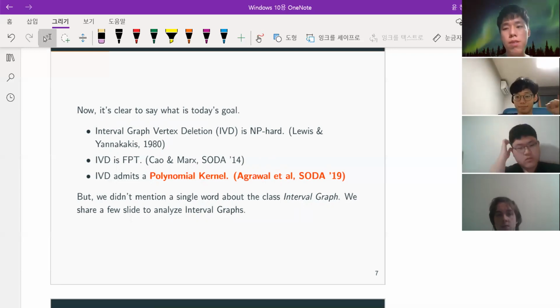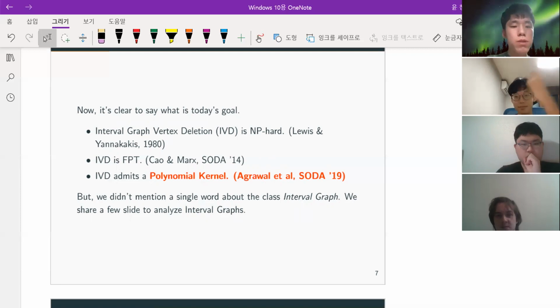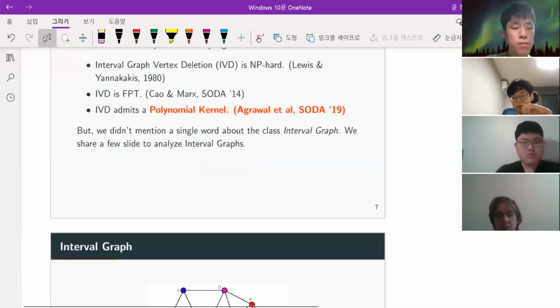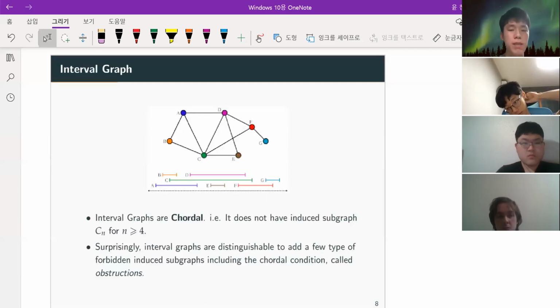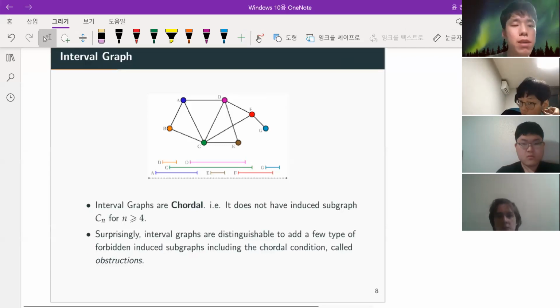But we know what the vertex deletion problem is and what a polynomial kernel is, but we didn't talk about the class of interval graphs. So we share another few slides to analyze the class of interval graphs. I guess most of the participants know what an interval graph is. A graph is interval when there are line segments in 1D space, the vertices are the segments, and edges appear between intersecting segments. So this is an illustration of the interval graph.